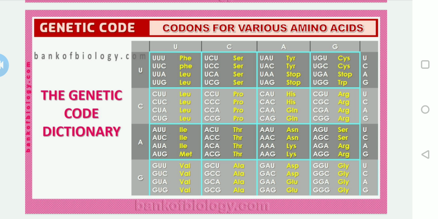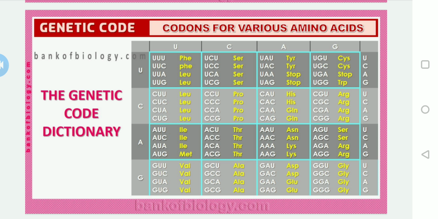This table is also very important, and it has been asked a number of times in competitive exams. With respect to particular codons and the synthesis of amino acids, they will give match the following questions also. It is better to write and practice. In theory they may not ask, but generally in competitive exams they will ask questions related to the genetic code dictionary.